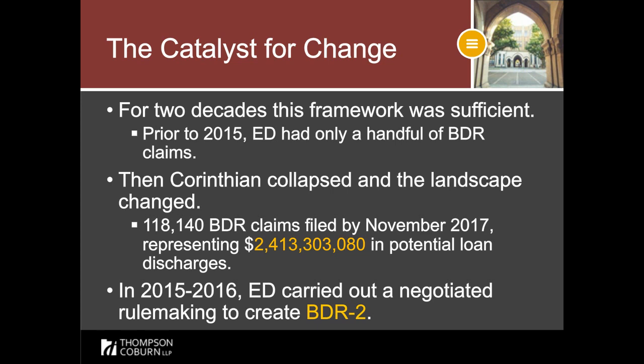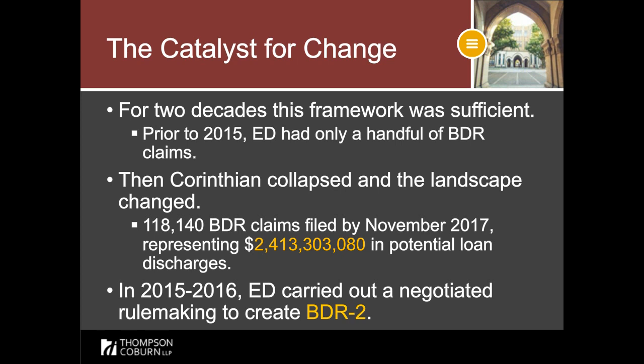Then Corinthian collapsed, right? The for-profit school group out on the West Coast, and the landscape dramatically changed. According to the department's data, they had over 118,000 claims filed by November 2017, and that represented, if all those borrowers' loans were discharged, you're talking about billions of dollars in potential discharge.